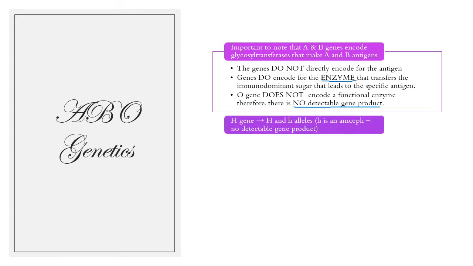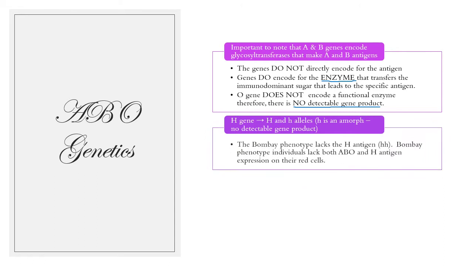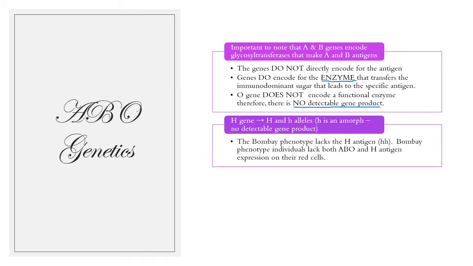The H gene, which is the capital H and a little h, has alleles. Little h is an amorph. It has no detectable gene product, and that's, of course, where Bombay comes in. The Bombay phenotype lacks the capital H antigen, so it's the two lowercase h's. This is important. Bombay phenotype individuals lack both ABO and H antigen expression on their red cells, so that means they actually look like an O, but they aren't.